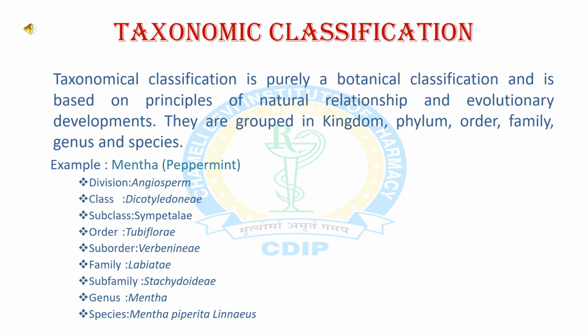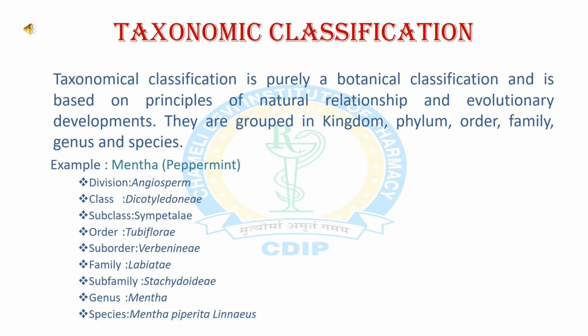In this slide, we will discuss the taxonomic classification. According to this classification, crude drugs can be classified on the basis of their taxonomy as well as nomenclature. So it involves the study of kingdom, phylum, order, family, genus and species. We can understand this classification by the example of peppermint.